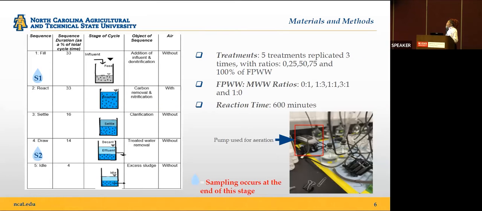So in this experiment, we have 5 treatments that are replicated 3 times with ratios representing 0, 25, 50, 75, and 100% of food processing wastewater. And our food processing to municipal wastewater ratios were 0 to 1, 1 to 3, 1 to 1, 3 to 1, and 1 to 0. The entire reaction took place over the length of 600 minutes.